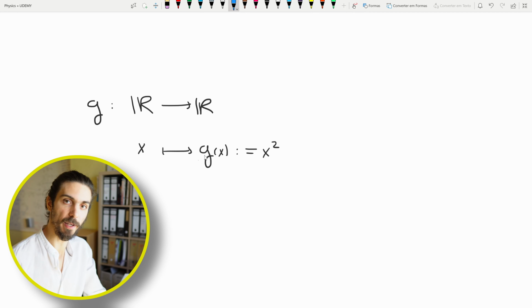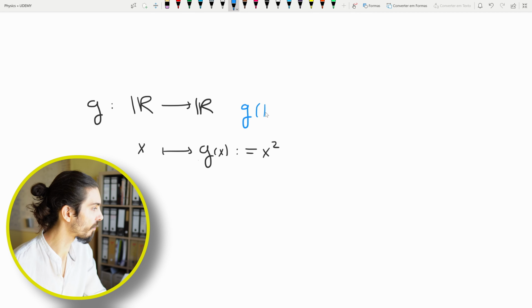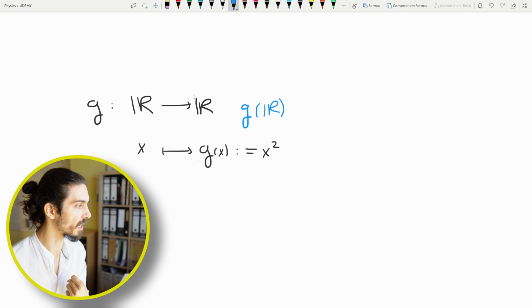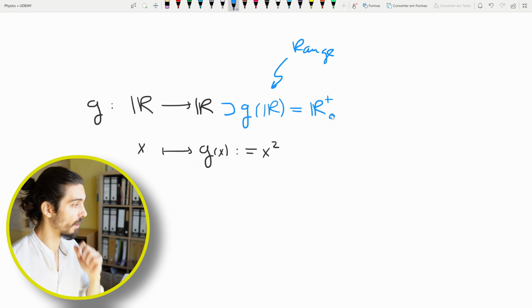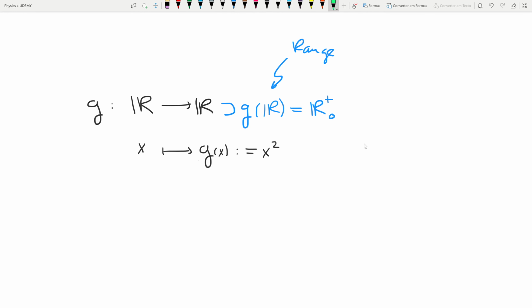The image of the domain is given by g of R, and it is a subset of the codomain. So this thing here is the range of our function g. And by the way, it's given by all the positive numbers, including 0. Let's now ask, what is the preimage of the range? So g minus 1 of R 0 plus, what is the preimage? It's all those x's, all those elements x that are mapped into the positive reals or 0. But you see, that's the entire real line, so it is the domain.